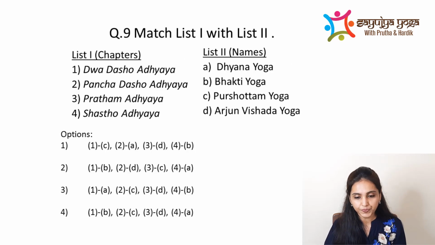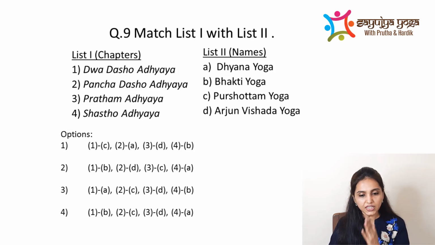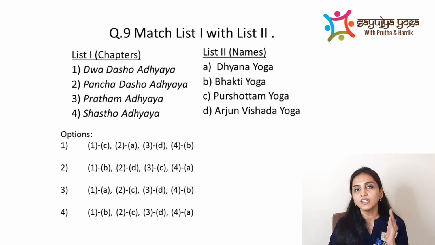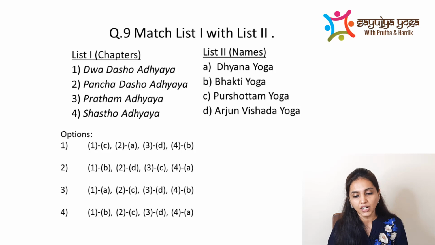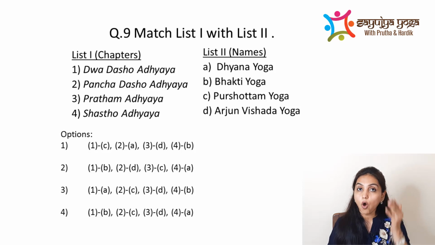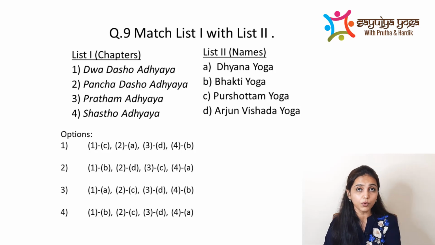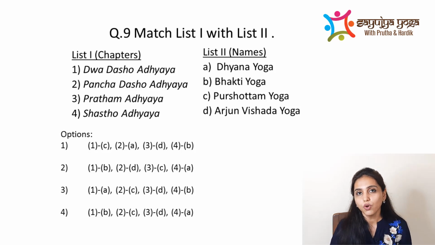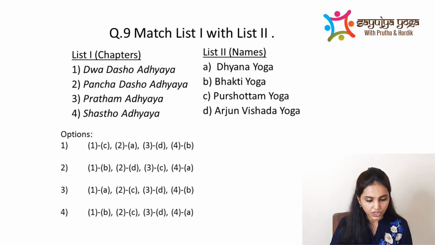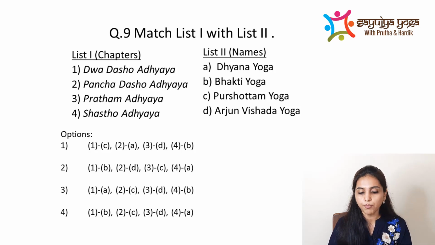Let's move further. The next question is about match the following. If you see, list 1 talks about the chapters and list 2 talks about the names of the various chapters. Now we all know that there are 18 adhyayas in Bhagavad Gita. So it might be difficult for you to remember all the adhyayas, but if there are some questions like this, you should know what are the names of each and every adhyaya. So the correct option for this is answer number 4.